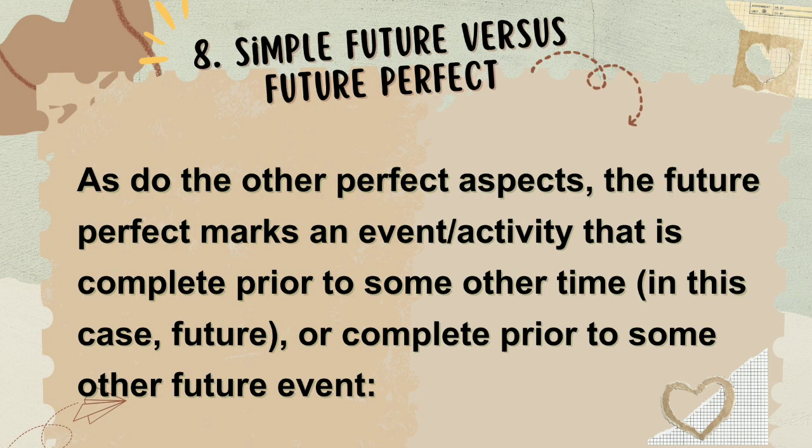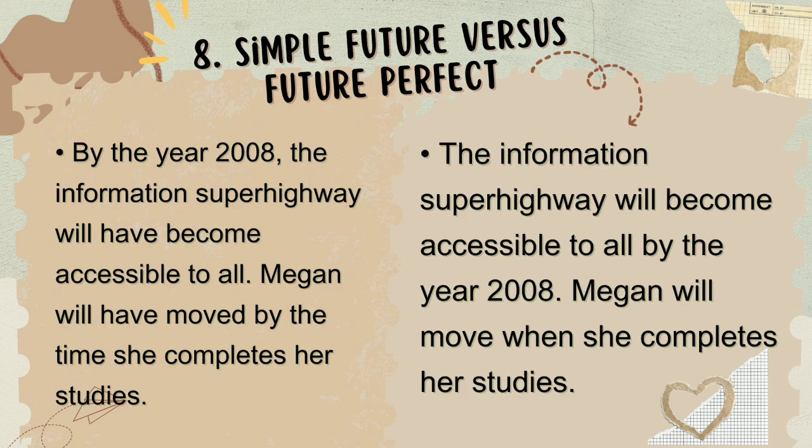As to the other perfect aspects, the future perfect marks an event or activity that is complete prior to some other time, in this case, some other future event. So like for instance, by the year 2008, the information superhighway will have become accessible to all. Or, Megan will have moved by the time she completes her study.